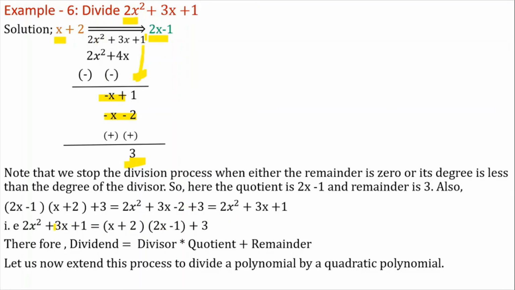So 2x squared plus 3x plus 1 can be written in terms of factors as x plus 2 into 2x minus 1 plus 3. Therefore, dividend is equal to divisor into quotient plus remainder. This same rule is applicable to a cubic polynomial when one factor is given. Let us see some more examples.